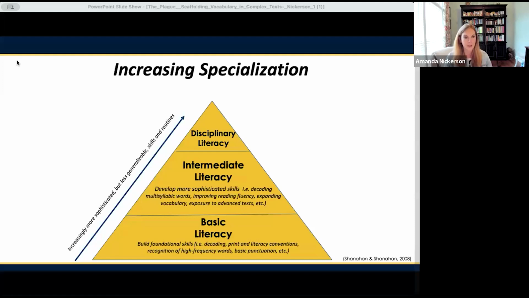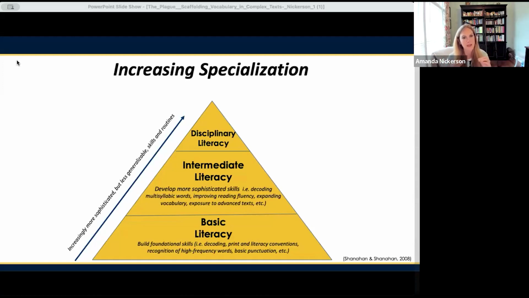So over time, right, as early as the intermediate grades, we're starting to shift our focus more toward decoding multisyllabic words, improving reading fluency, expanding vocabulary, exposing our students to, again, increasingly advanced text. So while we're doing that, and we're teaching basic literacy skills, the texts keep getting more and more complex and more context saturated, as I call it.